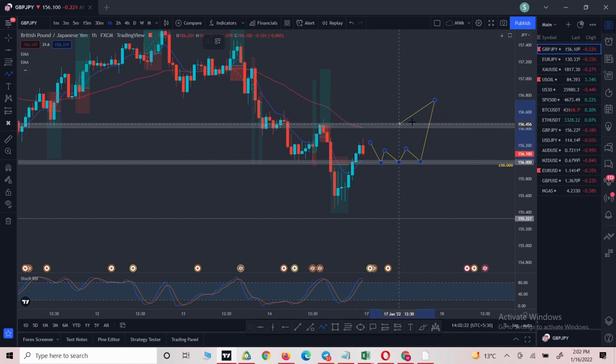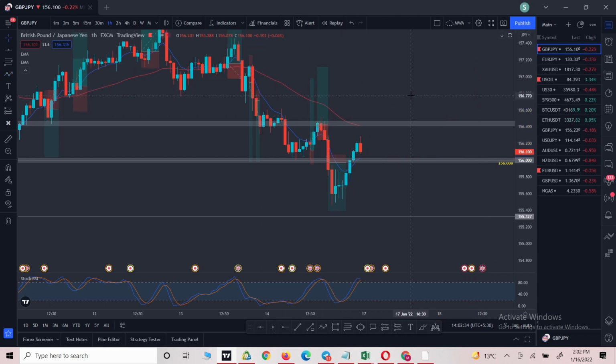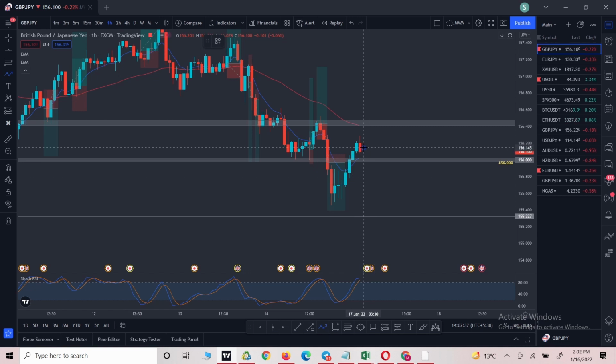We will break this resistance and start trading above the 50 EMA. Also, that will be the breakout structure on the 1 hour and the 4 hour as well. So we will look for long trades in that scenario. Simple, guys. If the price gives us a break and close, we're going to look long.